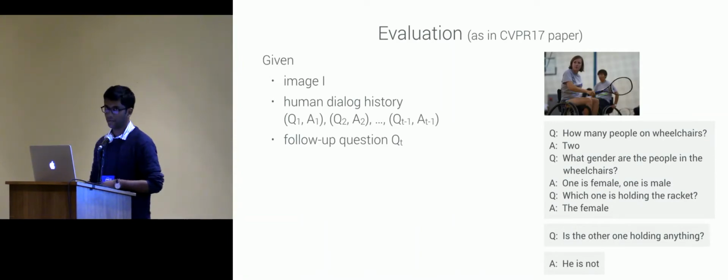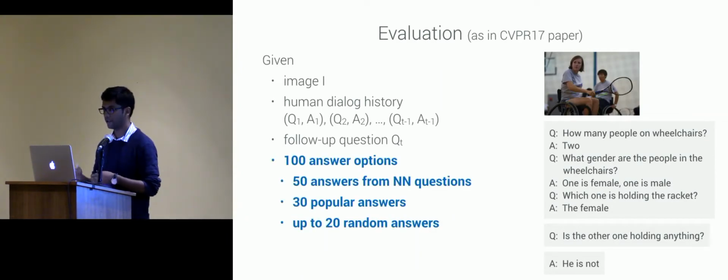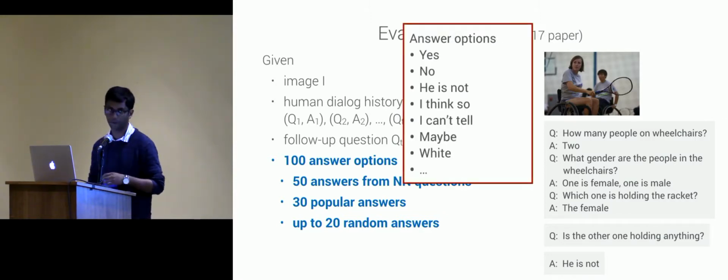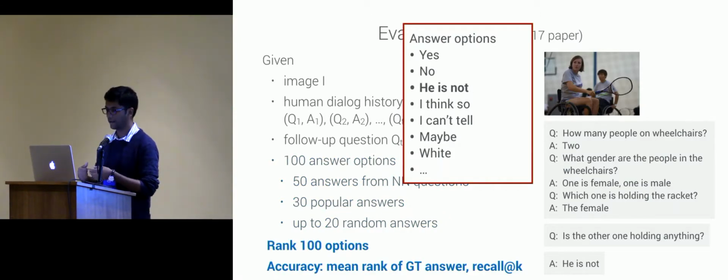In our CVPR paper a couple of years back, we had proposed an evaluation where models are shown candidate answers consisting of nearest neighbors, popular, and random answers from the data set for each of these questions. So here's what some of those answer options might look like. And the task for the model was to rank the ground truth answer as high as possible, and the model is evaluated on how well it ranks that ground truth answer on retrieval metrics.